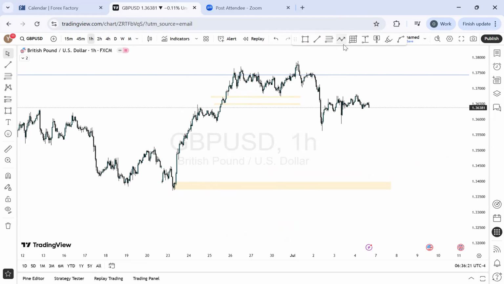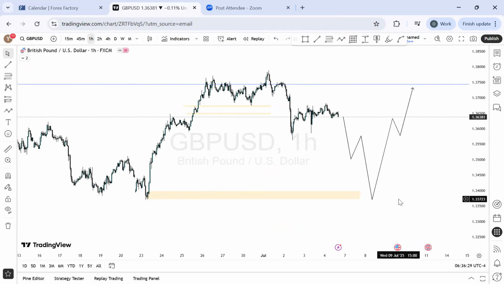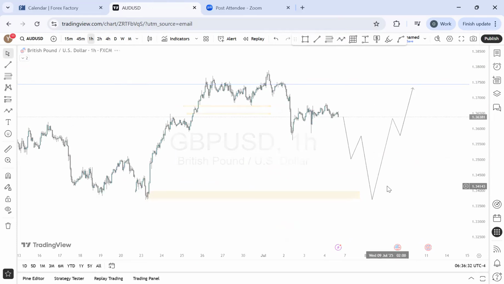Well, to keep the long story short, we can expect this to happen, and from there we can go further. So this is my outlook on Great Britain pounds US dollar, the weekly time frame analysis. Let's go to the next one.